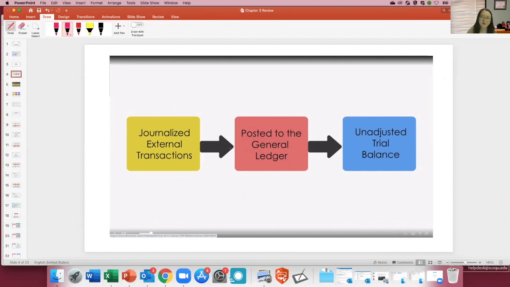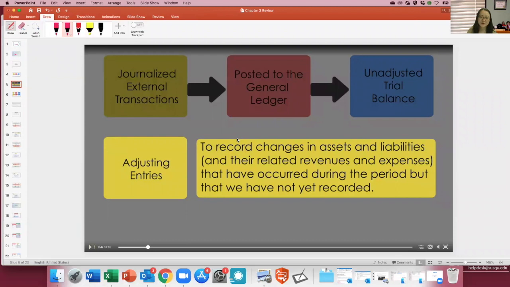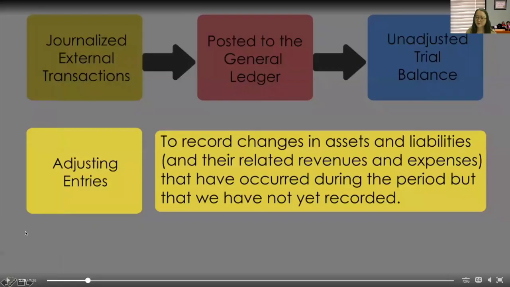However, the adjusting entry is to record changes in the asset and liability and their related revenue and expense accounts that have occurred during a period, but that we have not recorded yet. So, I'm just going to do the presentation, to see whether this one works. Okay, so the adjusting entry means that we record the changes in the assets and liabilities that during this period we have not yet recorded.